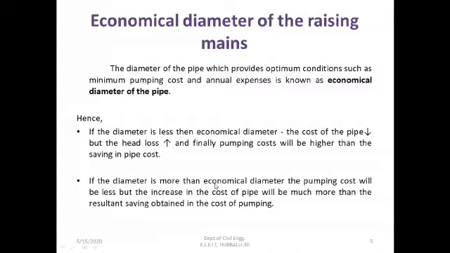So let us see what happens if the diameter is less than the economical diameter. The cost of the pipe will reduce but the head loss will increase, and finally the pumping cost will be higher than the saving in pipe cost. And if the diameter is more than the economical diameter, the pumping cost will be less, but the increase in the cost of pipe will be much more than the resulting saving in the cost of pumping.